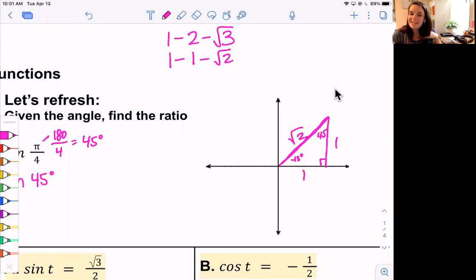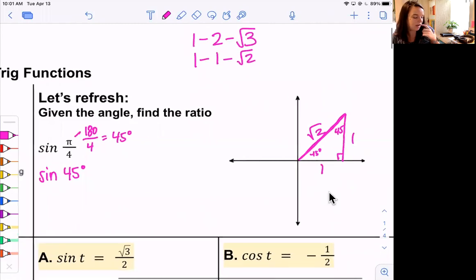Is anything negative in this triangle? In that first quadrant, is anything negative? No, nothing's negative, right? Everything's positive. So we have 1, 1, square root of 2. All right, so we've got this so far.